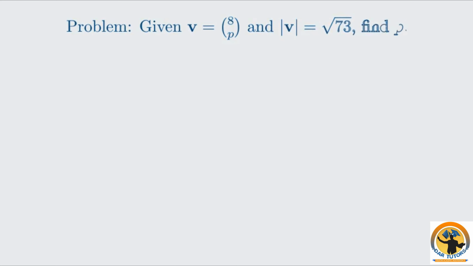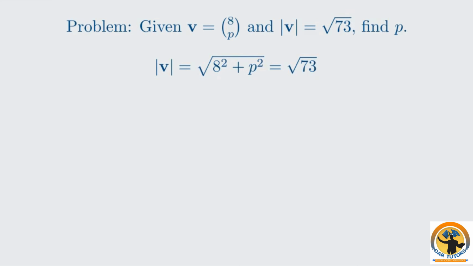Now let's apply this to a slightly more complex problem. We're given a vector v with components 8 and p, and we know its magnitude is the square root of 73. Our goal is to find the possible values of p. Here's the problem statement. Given vector v equals 8, p, and its magnitude is the square root of 73, find p. We'll start with our magnitude formula and substitute the given information. The magnitude of v is the square root of 8 squared plus p squared. We are told this is equal to the square root of 73.